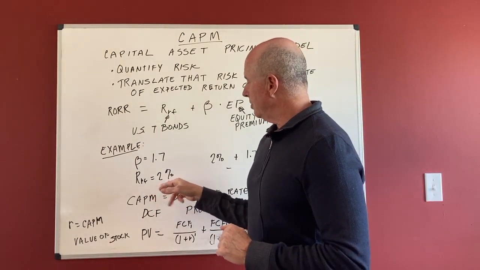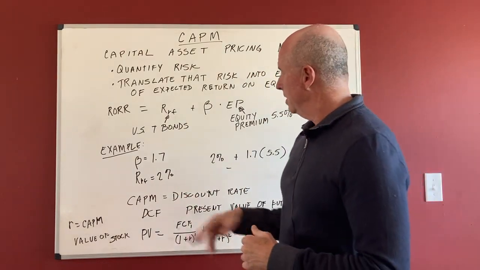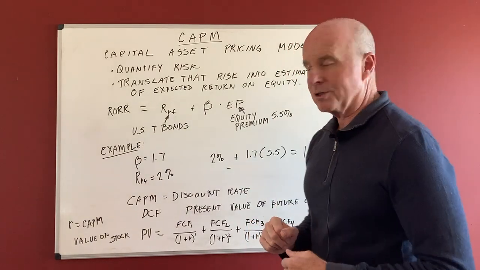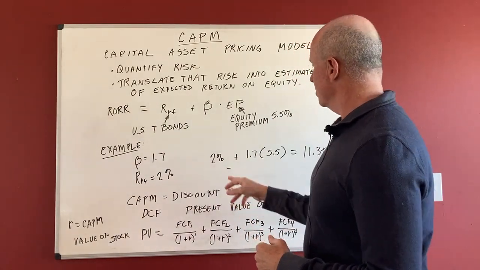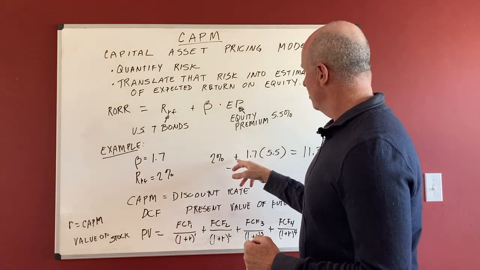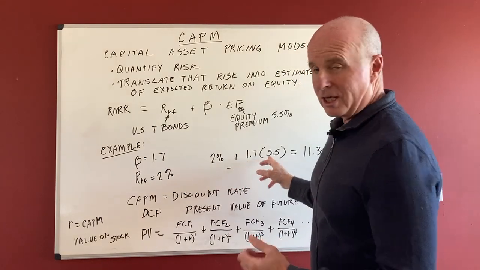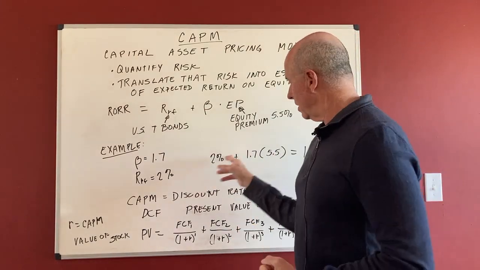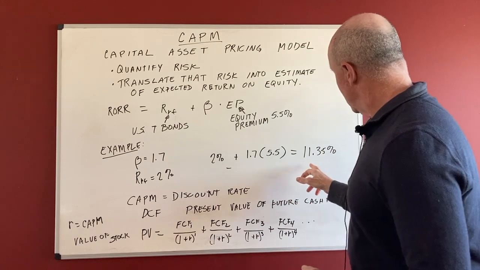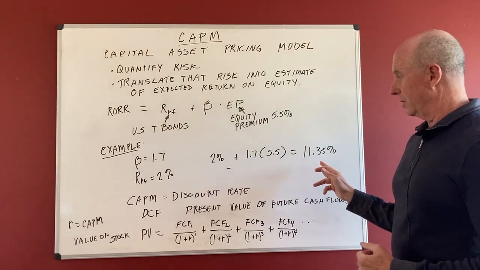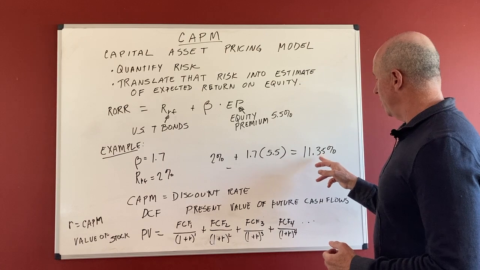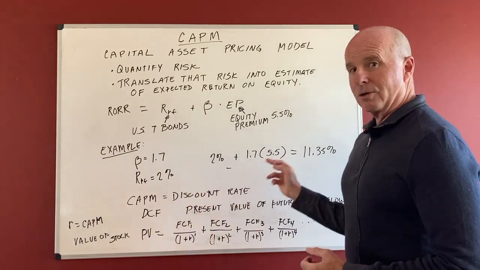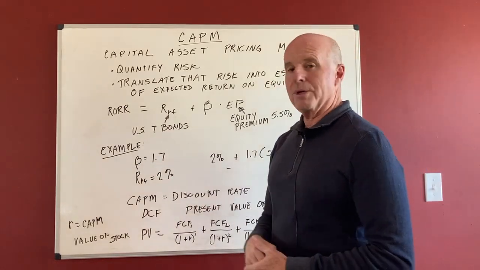And the risk-free rate, we're going to say, is 2%, beta of 1.7, and our equity premium of 5.5%, right? So then the CAPM is going to be 2% plus 1.7 times 5.5%. Do that calculation, and you should come up with 11.35%. So that is the rate of return that we would expect to get from investing in a stock with a beta of 1.7.